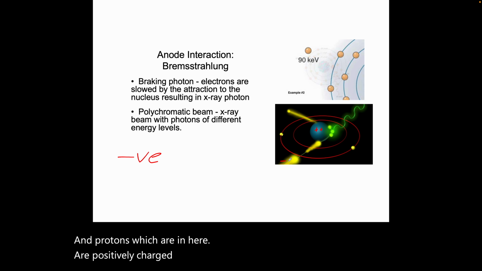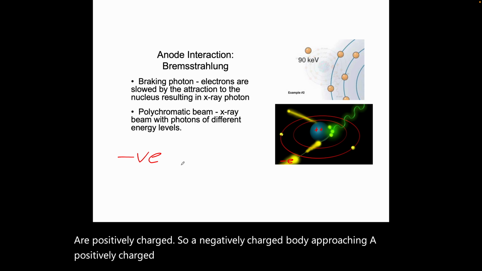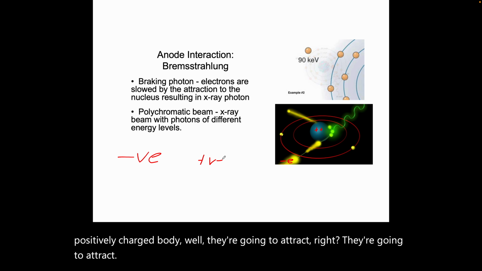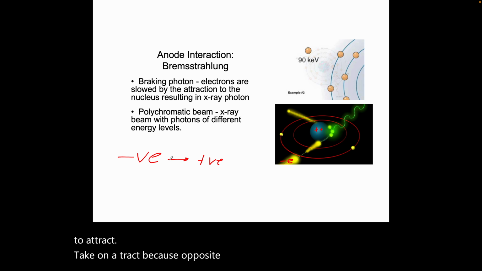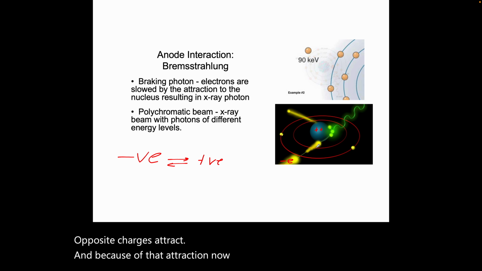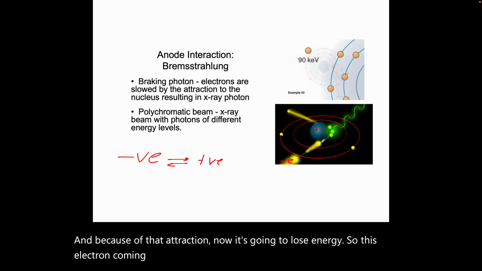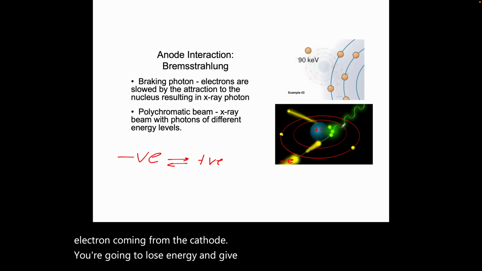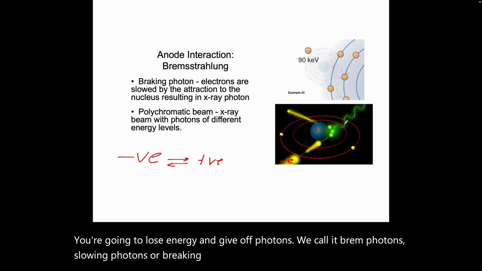So a negatively charged body approaching a positively charged body, well, they're going to attract, because opposite charges attract. And because of that attraction, now it's going to lose energy. So this electron coming from the cathode is going to lose energy and give off photons. We call it Brem photons, slowing photons or braking photons, because of this loss of energy.